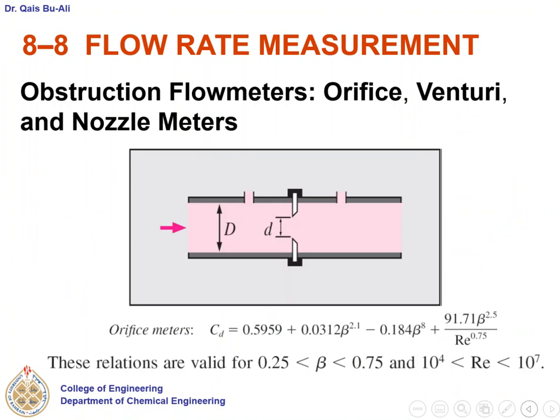Now for the orifice meter, if you want to get its discharge coefficient, it is given by this equation. I don't have to memorize it, you just need to apply it, and it's a function of beta and Reynolds number, as I have just said, where beta shall lie in this range, and the Reynolds number in this range.